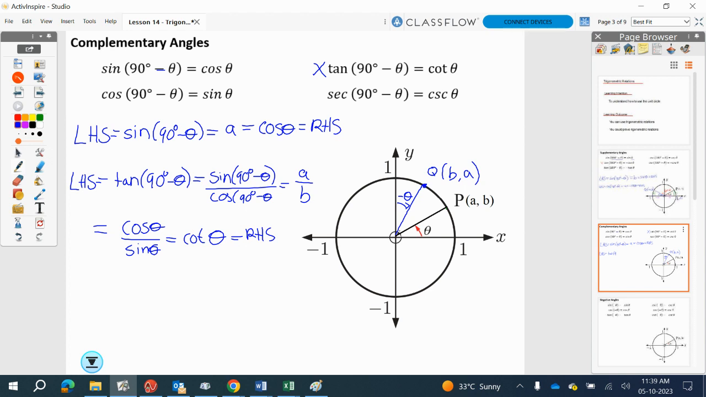A and B for Q. At the back, you can't write A over B or B over A. Do we apply the cosine of theta over the sine of theta? Mine explains it a little.